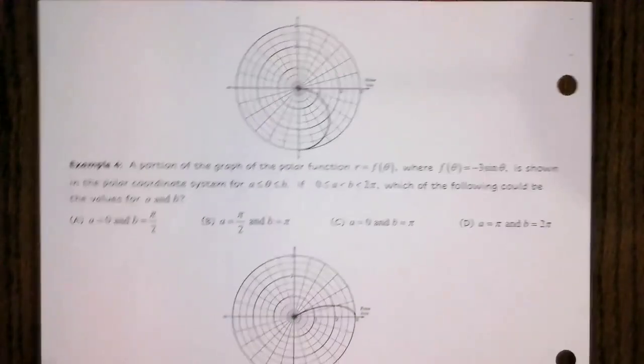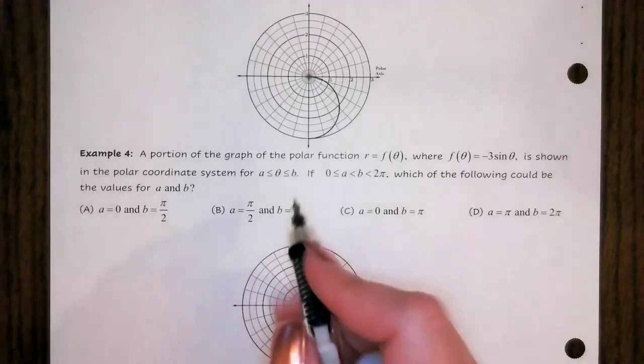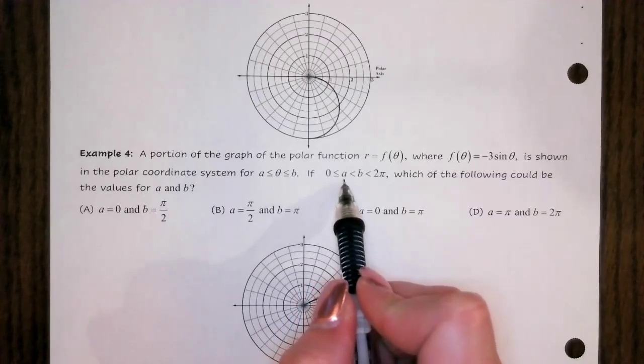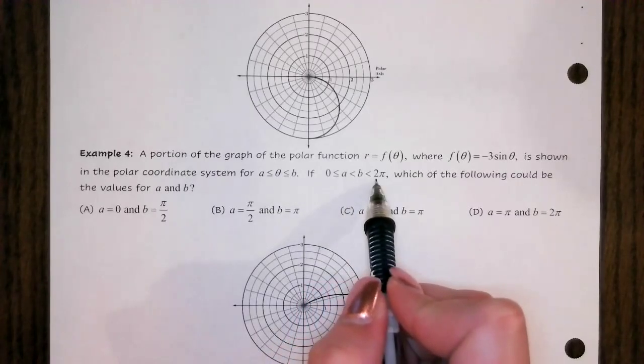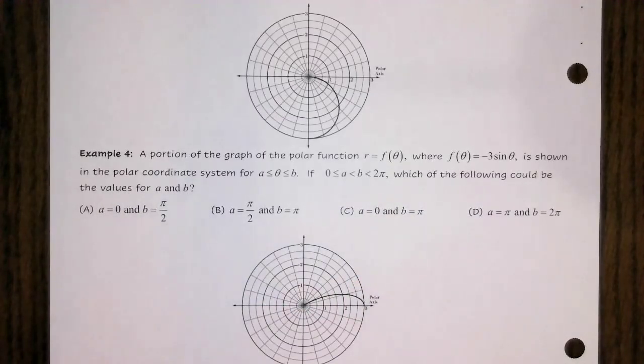All right. Let's get some questions where you actually have to know a lot more about this graph here. It says a portion of the graph of the polar function r equals f of theta, where f of theta equals -3 sine theta, is shown in the polar coordinate system for theta from A to B. If 0 is less than or equal to A, which is less than B, which is less than 2 pi, which of the following could be the values for A and B?